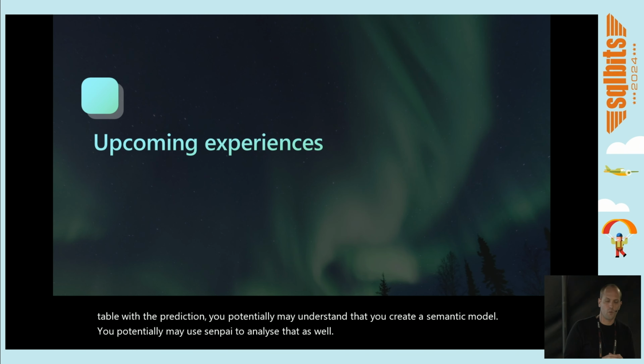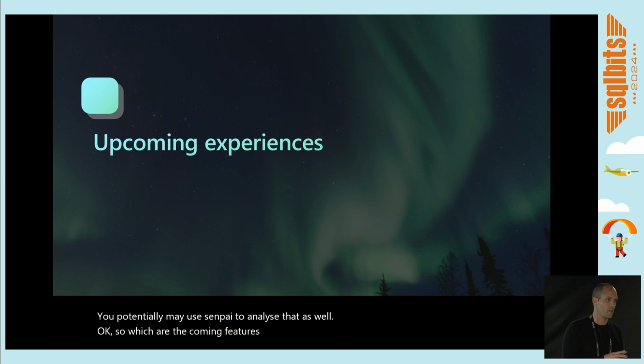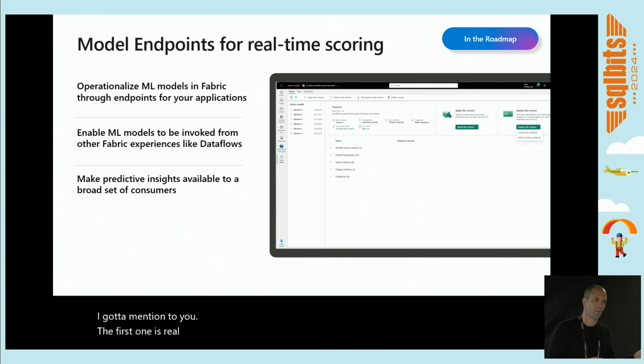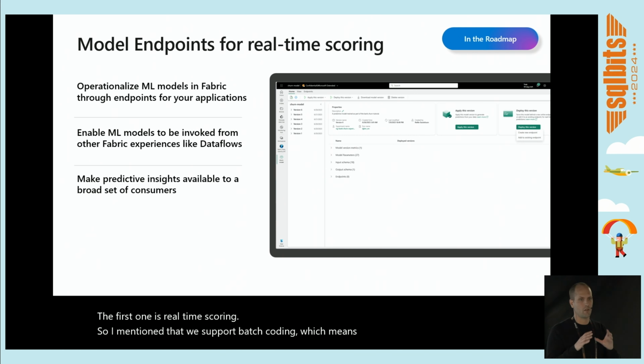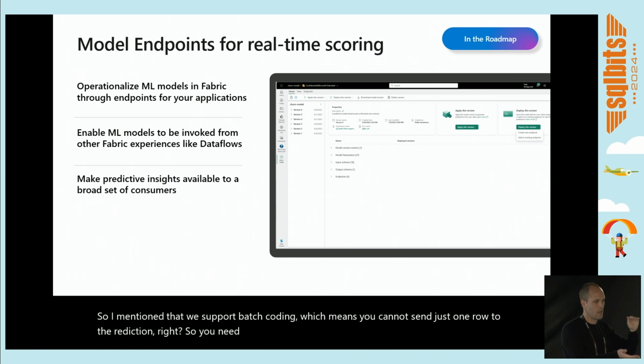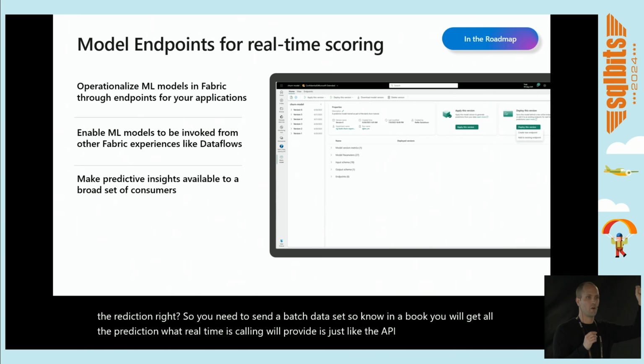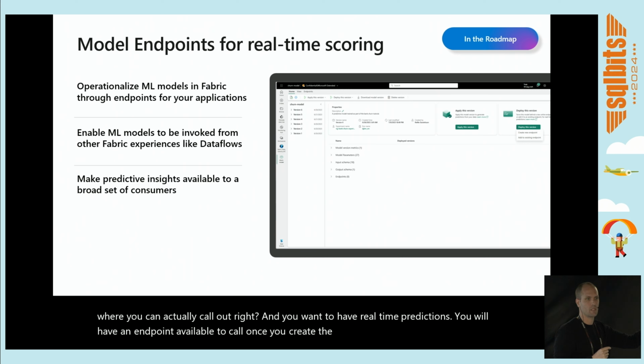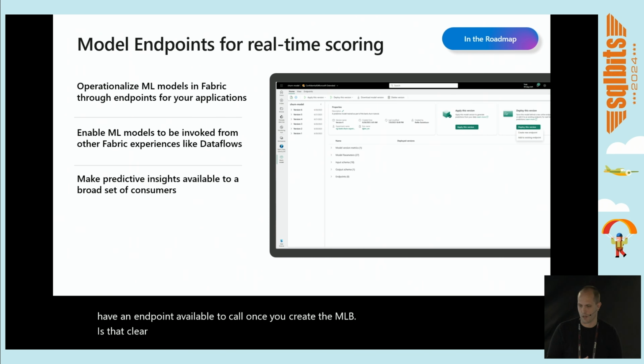Okay. So which are the common features within the data science experience in Fabric? I'm going to mention two. The first one is real-time scoring. I mentioned that we support batch scoring, which means you cannot send just one row to the prediction, right? You need to send a batch data set, so in bulk you will get all the predictions. What real-time scoring will provide is just like an API, an endpoint that you can call, right? If you want to have real-time predictions, you will have an endpoint available to call once you create the ML model. Is that clear?